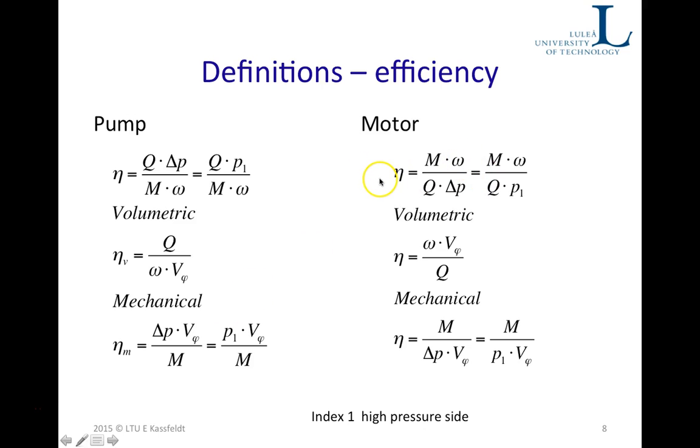For the motor, you have almost the same, but not exactly the same. And it's important that you see the difference between these two, because for a rotational motor, power out is torque times rotational speed. Power in is flow times pressure difference. With the pressure on low pressure side equal to 0, you only have flow times P1, P on the high pressure side. And similar to what we did for the pump, we can do for the motor.